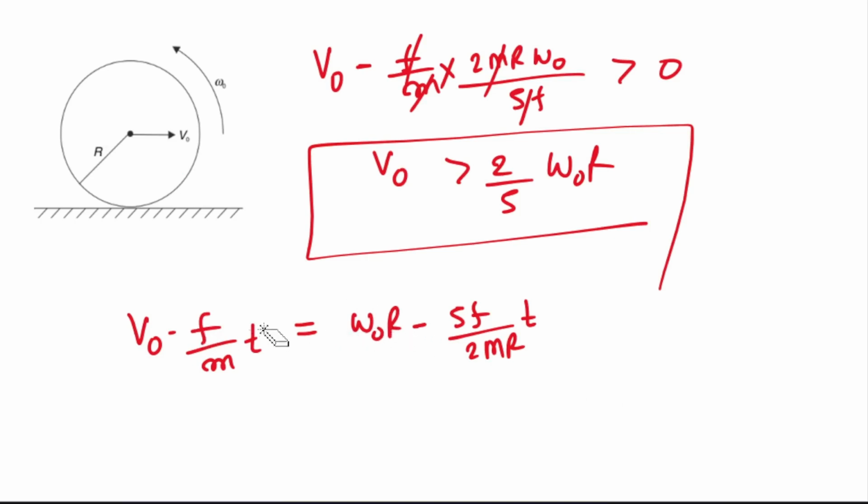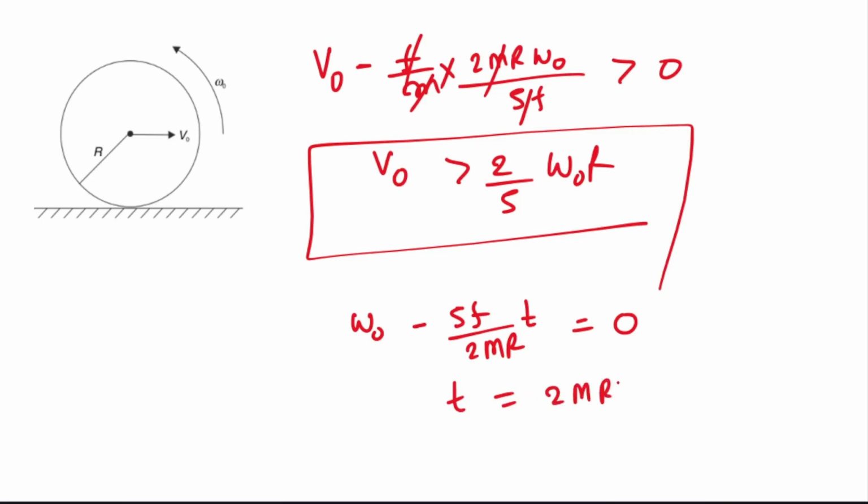But by equating we will not get the answer. Do one thing, make this zero first. Again, the value of t will be the same as before. So t value will be equal to how much? Omega we are making zero, r was not there. So t will be 2mr omega naught divided by 5f. And at this time t, velocity is also becoming zero.